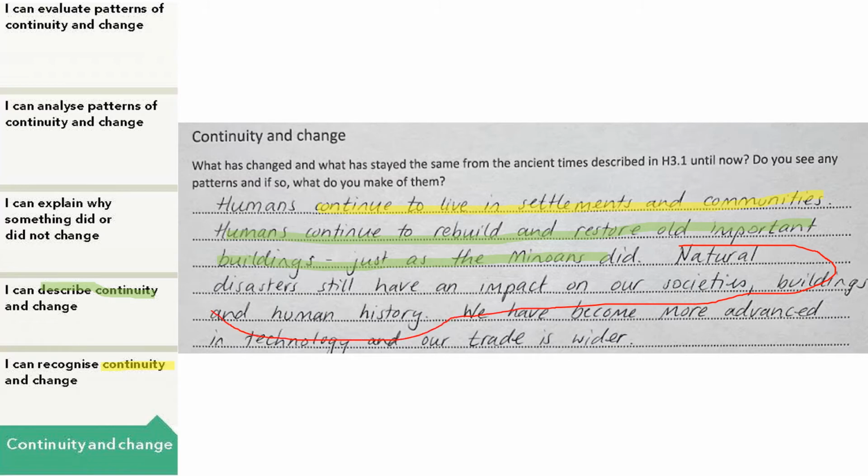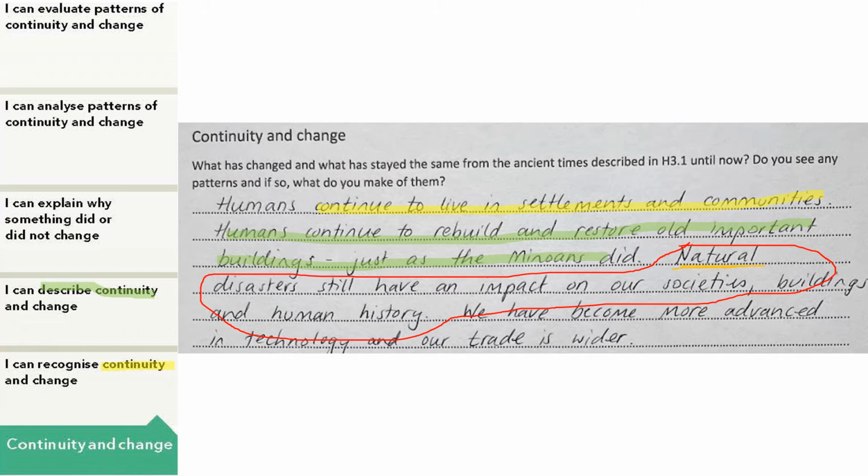So the continuities that the students identified here are, we still live in settlements and communities, yep. And they've gone into more detail there by saying that we continue to rebuild and restore old important buildings. But have they explained why we still live in settlements and communities and rebuild and build? Not really. I mean, possibly the student was trying to point out that we restored old buildings because natural disasters destroy them sometimes, but they haven't explicitly said that.